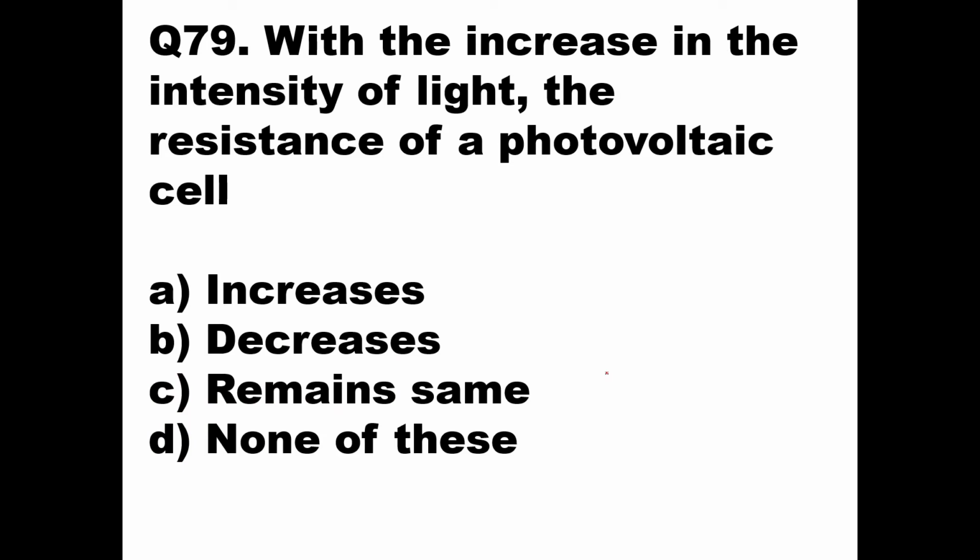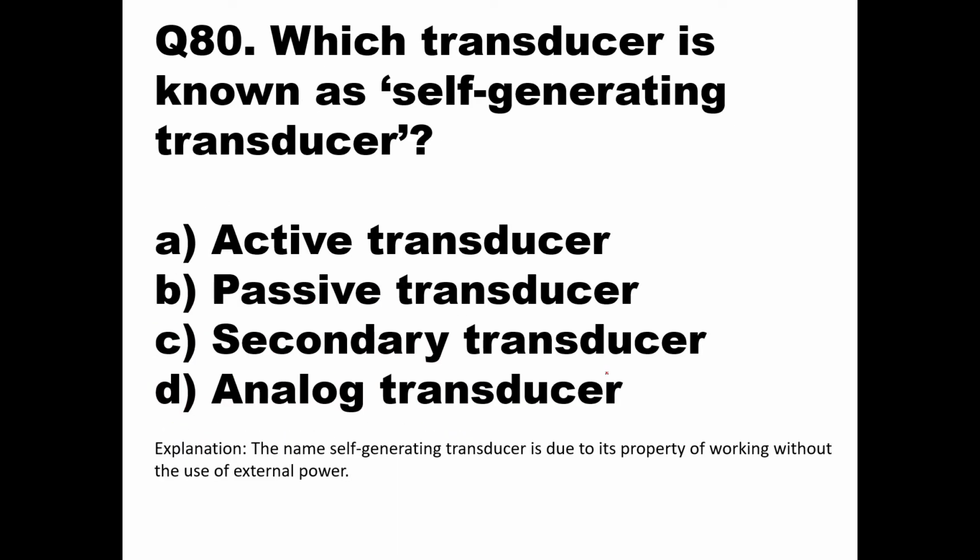With the increase in the intensity of light, the resistance of a photovoltaic cell. Obviously this relation is an inverse relation. If the light intensity is increasing, the resistance has to decrease. So it is having an inverse relationship. So here answer B will be the right answer. It decreases. Then we'll go to the next question.